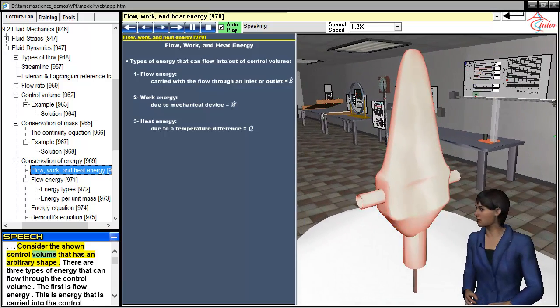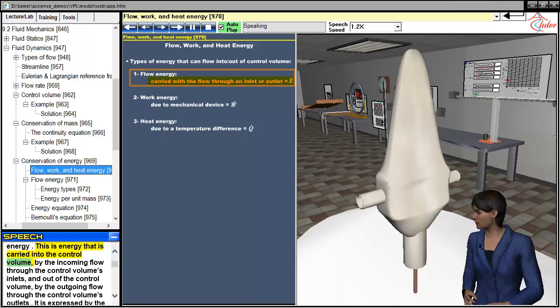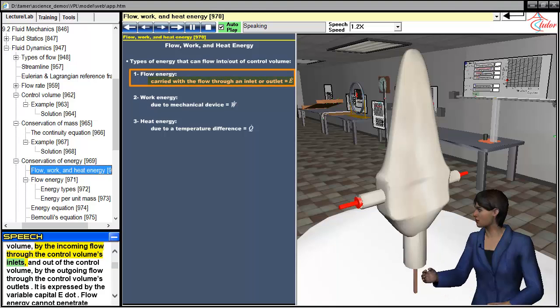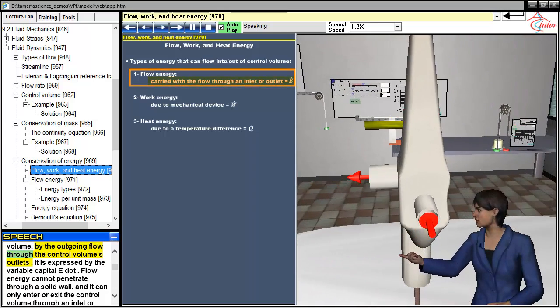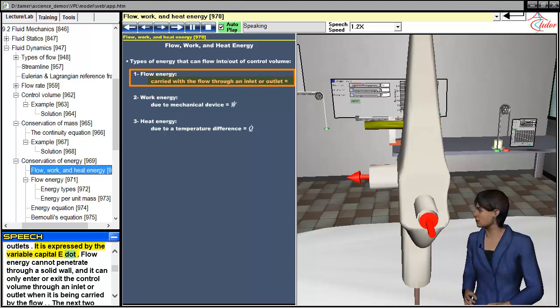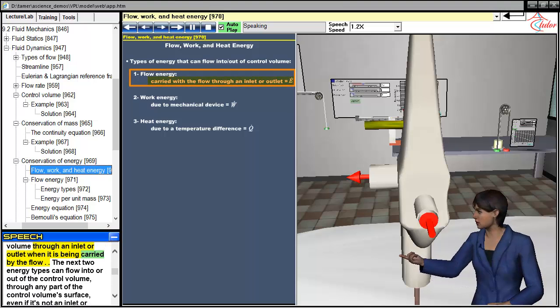Consider the shown control volume that has an arbitrary shape. There are three types of energy that can flow through the control volume. The first is flow energy. This is energy that is carried into the control volume by the incoming flow through the control volume's inlets, and out of the control volume by the outgoing flow through the control volume's outlets. It is expressed by the variable capital E dot. Flow energy cannot penetrate through a solid wall, and it can only enter or exit the control volume through an inlet or outlet when it is being carried by the flow.